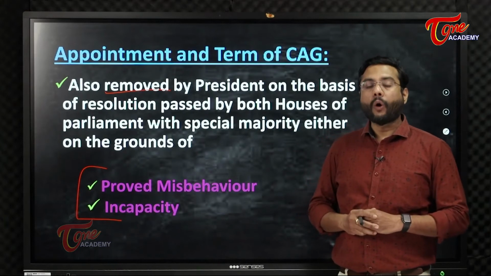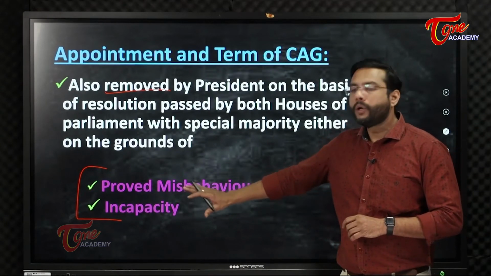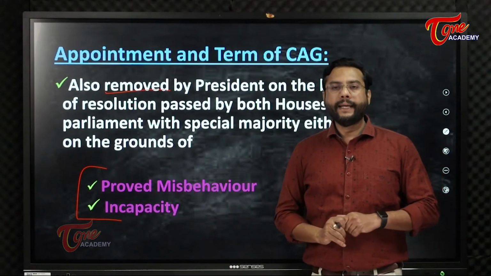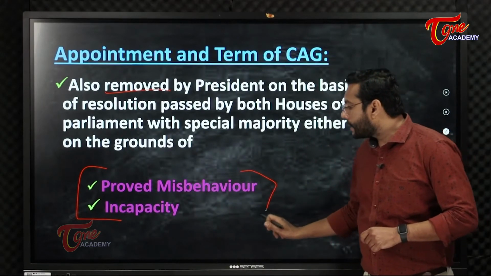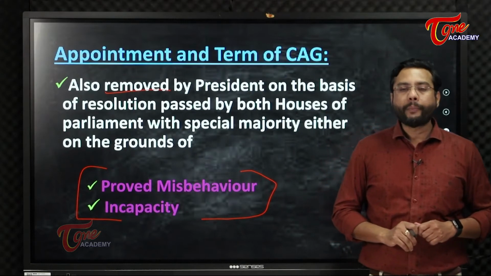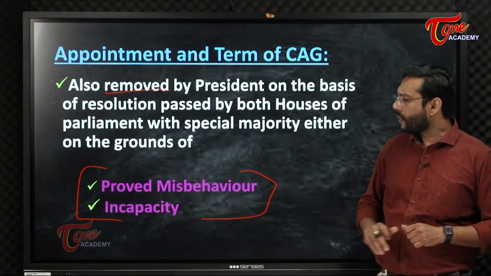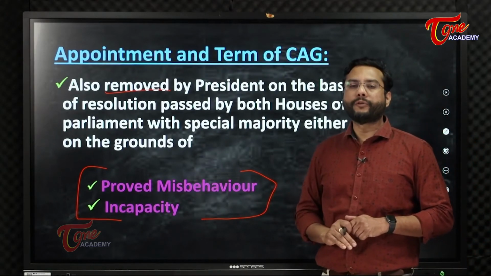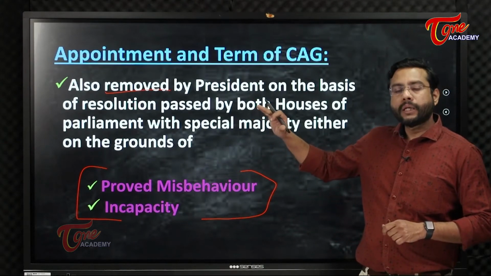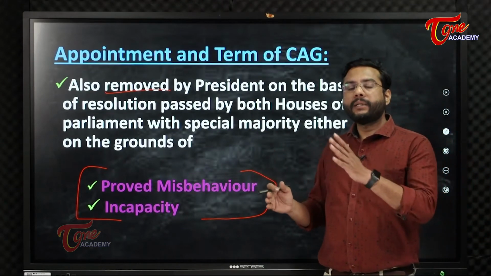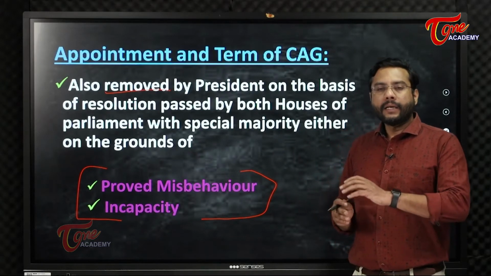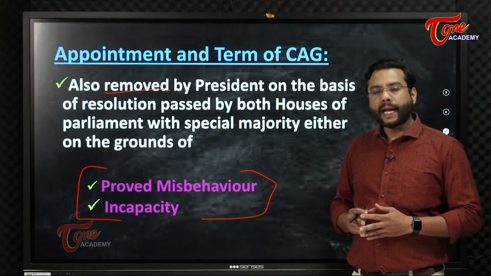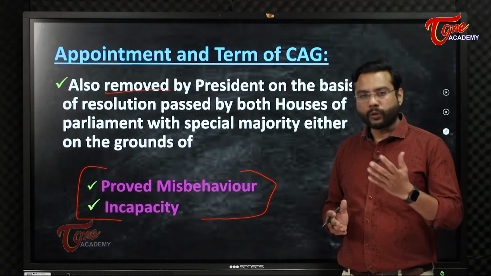We have a process on the basis of proved misbehavior and incapacity. So these two terms are important. Other than this, there is no basis for his removal. So we have to remember a few things. One is the CAG is appointed by the president under his warrant and seal. The CAG can resign at any time by giving his resignation letter to the president.